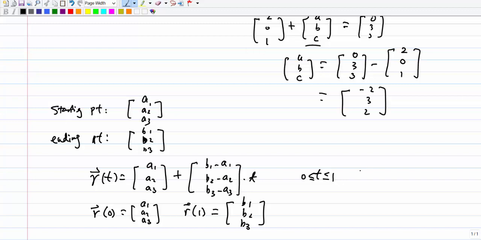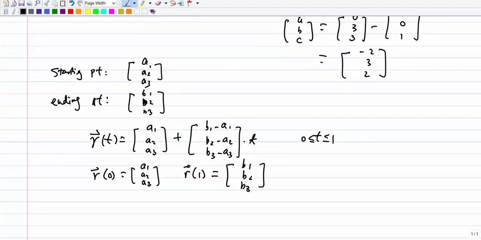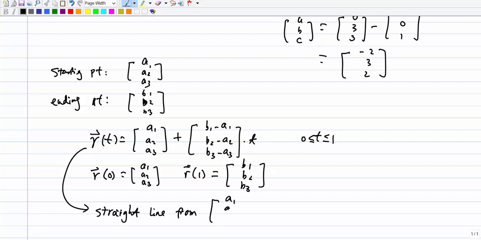So this represents the straight line from (A1, A2, A3) to (B1, B2, B3). Okay?